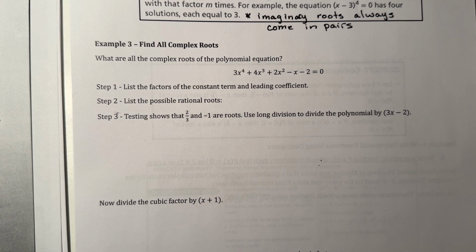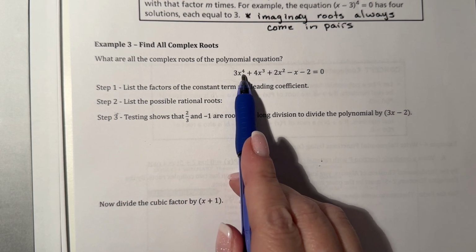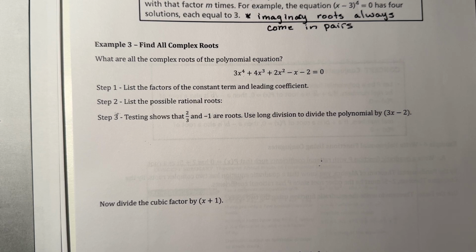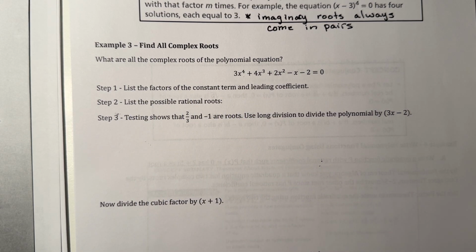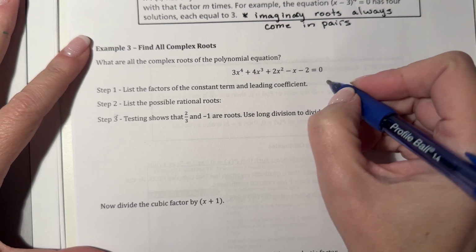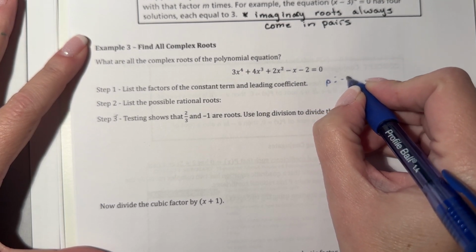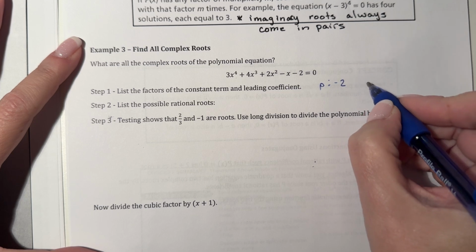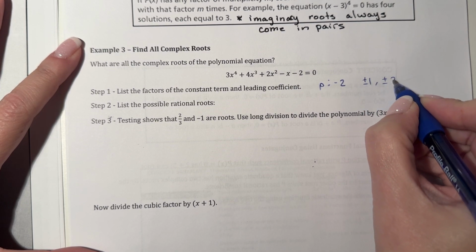Let's do it. Okay, so what are all the complex roots of the polynomials? First of all, I know that there's going to be 4 of them per the fundamental theorem of algebra. Now it says list the factors because we're heading toward that P over Q thing. All right, so first thing I'm going to do is P. P is -2, so its factors are plus or minus 1, plus or minus 2.